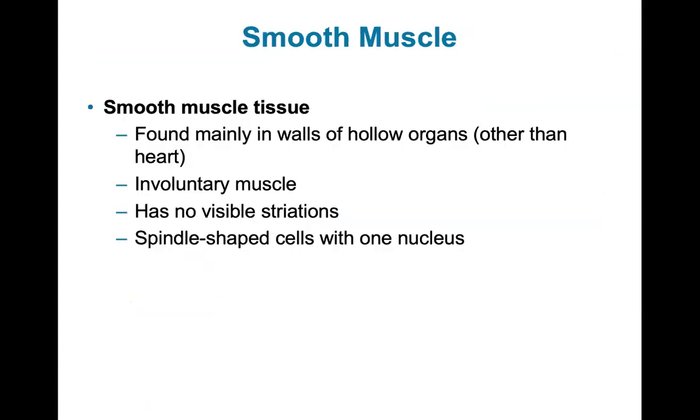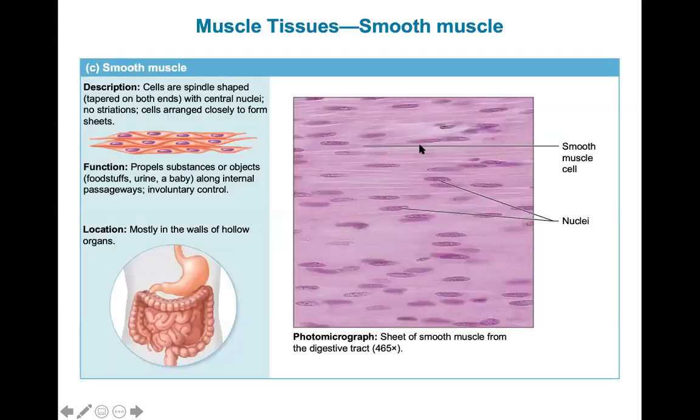Smooth muscle, this is found mainly in the walls of hollow organs, other than the heart. The heart is cardiac muscle. This is also an involuntary muscle. There are no visible striations, that's why it's termed smooth. And you have these spindle-shaped cells. Okay, so here we can see you're lacking those striations. It's a much smoother appearance when you look at this. And again, it's going to be found, for example, in the walls of blood vessels, in the walls of the stomach, in the walls of the intestines. So pretty much in the walls of most of your soft tissue organs.